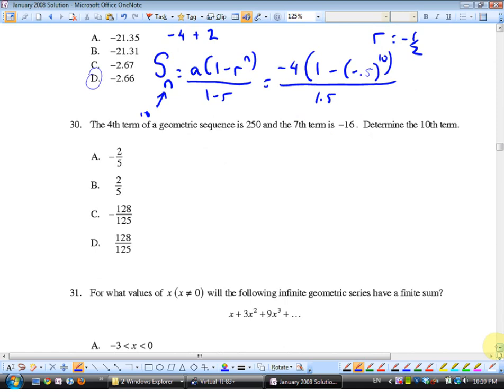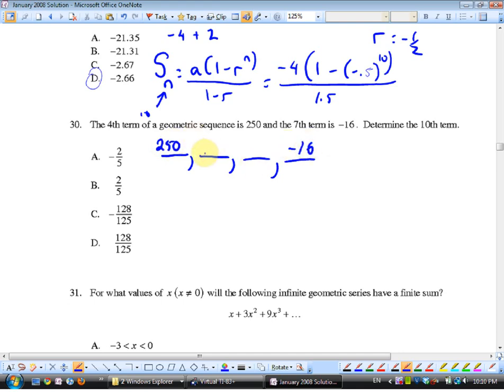Number 30, they gave me the fourth term and the seventh term. There's all sorts of ways to do this. You can do this algebraically. I've suggested just kind of draw a little picture. Fourth term, fifth term, sixth term, seventh term. Fourth term, 250. Seventh term, negative 16.